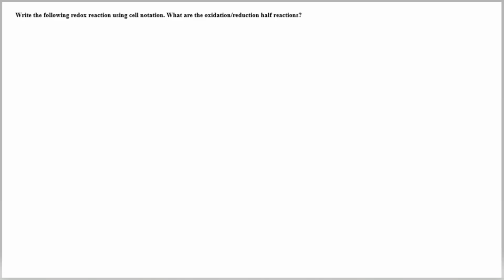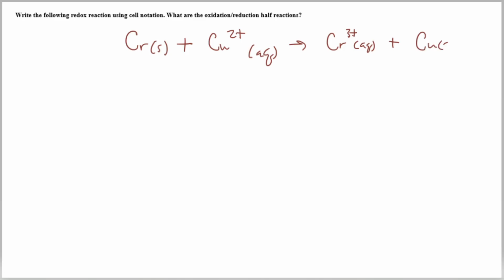If I give you, let's use maroon because that's fun, a sample equation, so we have chromium plus some copper 2+ goes to the 3+ version. And then we've created copper solid. That's just a simple generic oxidation-reduction reaction.